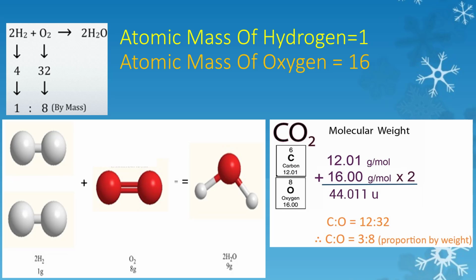Similarly, we can study the other example also. The proportion by weight of carbon and oxygen in carbon dioxide is found to be 3:8. We can check this. In 44 grams of carbon dioxide, there is 12 grams of carbon and 32 grams of oxygen. So when we divide 12 by 32, we get the ratio as 3:8. Thus, the proportion by weight of carbon and oxygen is 3:8 in carbon dioxide.